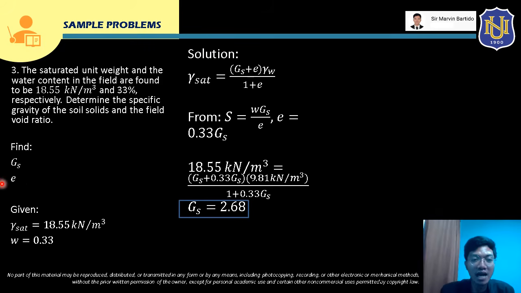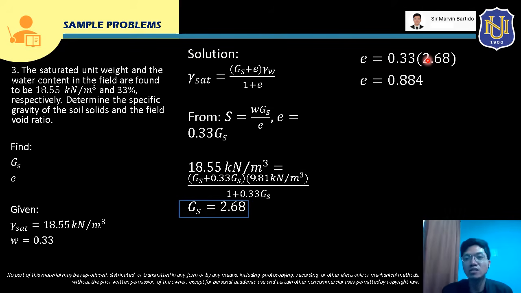Now, for the remaining unknown, which is void ratio, there is already a relationship between the void ratio and G sub S, right? Here, e is equal to 0.33 G sub S. And we already solved G sub S, so we can just substitute this value here. So, 0.33 times 2.68, class, this is 0.884. You can try solving all of this in your calculator.